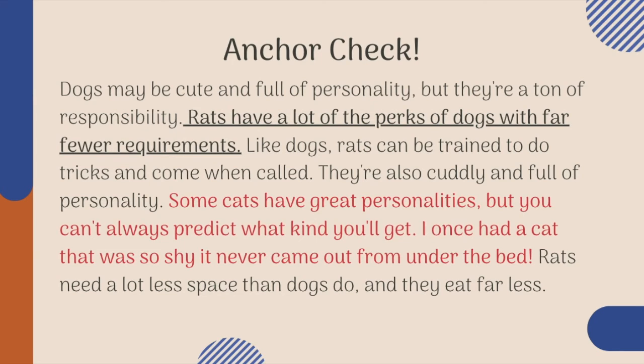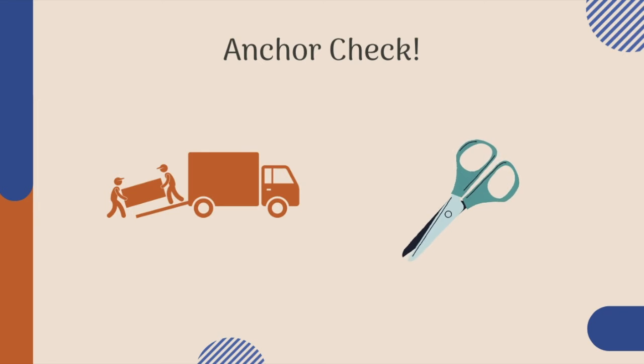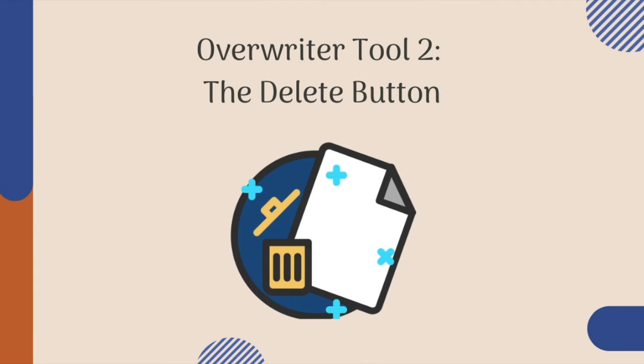What exactly I end up doing with them is going to fall into one of two choices. I'm either going to have to move those sentences to a different paragraph, maybe a paragraph that already exists, or maybe I have to write a brand new paragraph for them to fit into, or I'm going to have to cut them out. So that brings us to the second big overwriter tool. It is the delete button. This is a big tool.